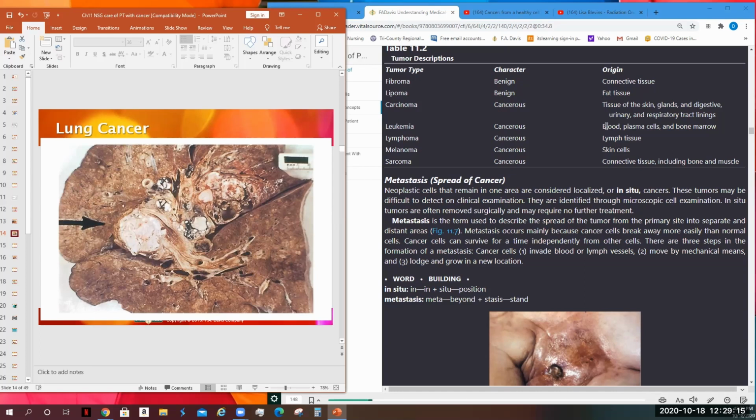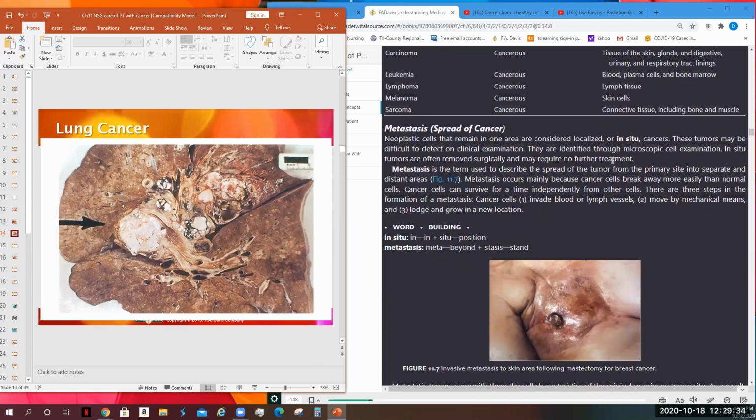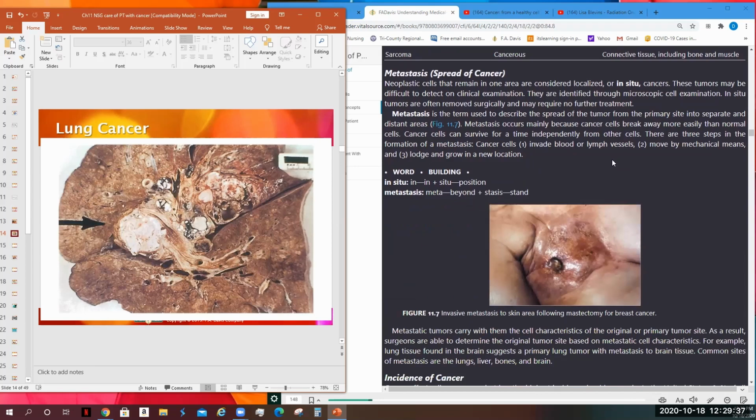Leukemia is going to be blood, plasma cells, and bone marrow. And then lymphoma is lymph tissue of origin. And then melanoma, of course, the origin would be the skin cells. And for a sarcoma, the origin is connective tissue, including bone and muscle.